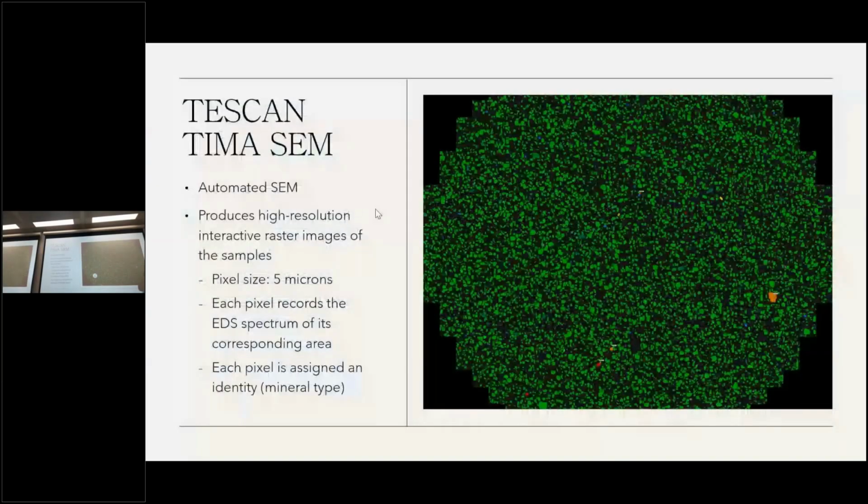And so what I used to analyze the samples is the TESCAN TIMA SEM. Basically, what TIMA does is it produces this high resolution interactive raster image of the samples where each area is assigned with the measured EDX spectrum on that sample. And later on with the program, each pixel that's produced in this manner is assigned with an identity, basically a mineral type that's defined by the user.